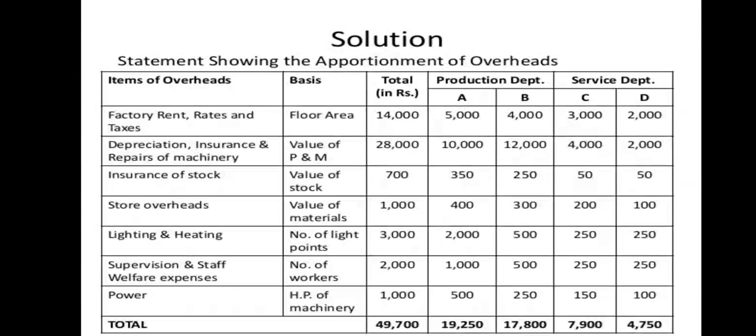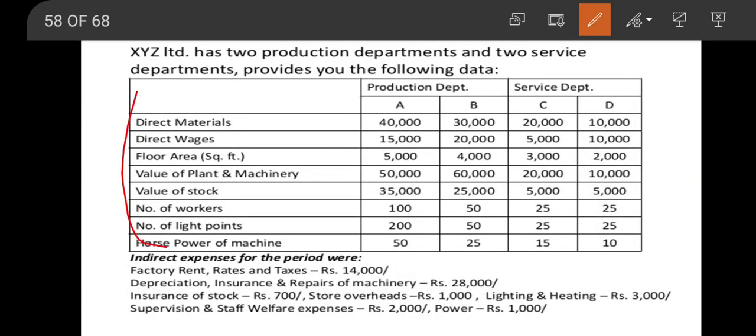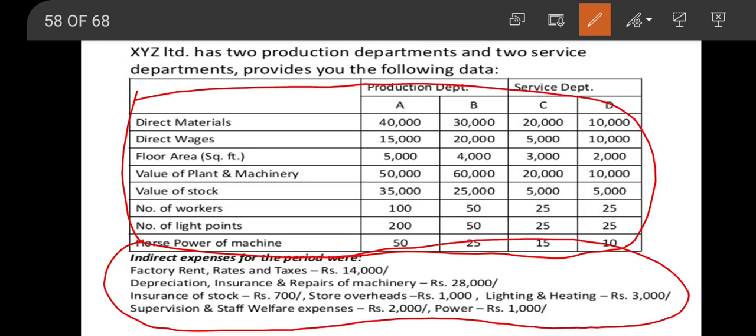Items of overheads we need to write in the first column. Next column, on what basis we are doing the apportionment. Next, the total amount of overheads, and then to the particular department how these overheads are apportioned. Okay, so the information given in this box is just for our information and we need to apportion these things based on these items. Okay, clear?